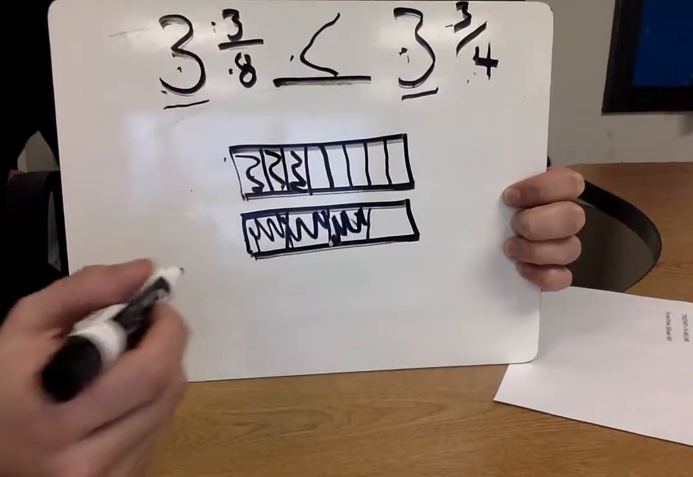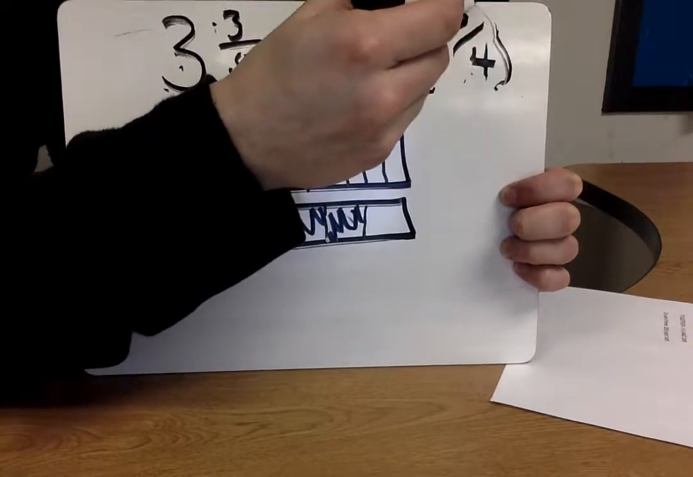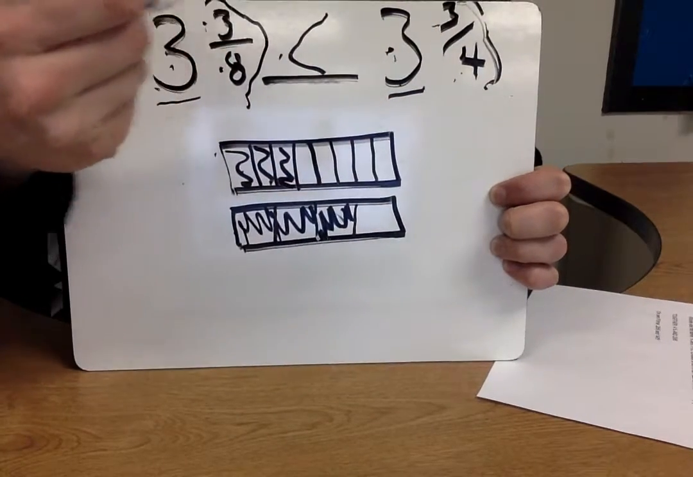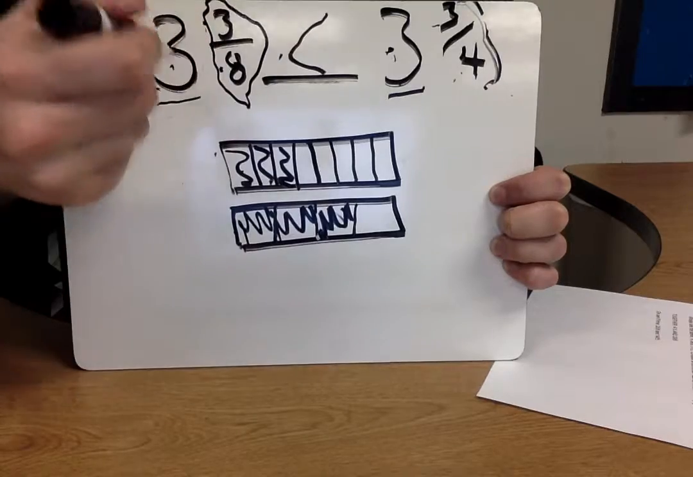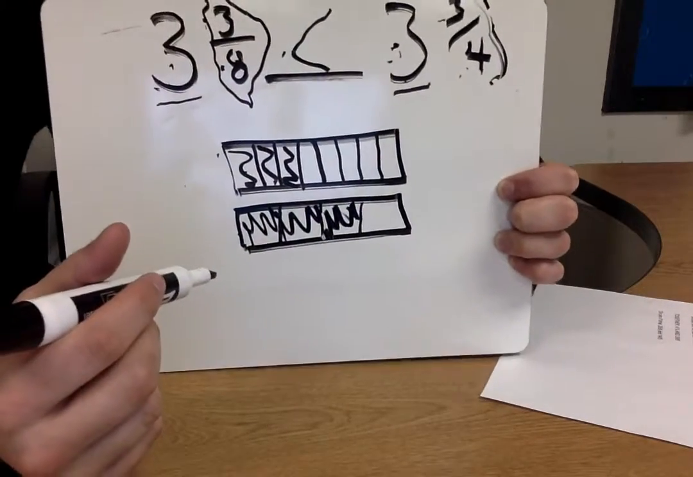So that's the first strategy we can use. We can use these tape diagrams. And remember, we're not drawing the whole. That would just take more time. We're just drawing our fractions to compare if our whole numbers are the exact same. So we have our tape diagram strategy.